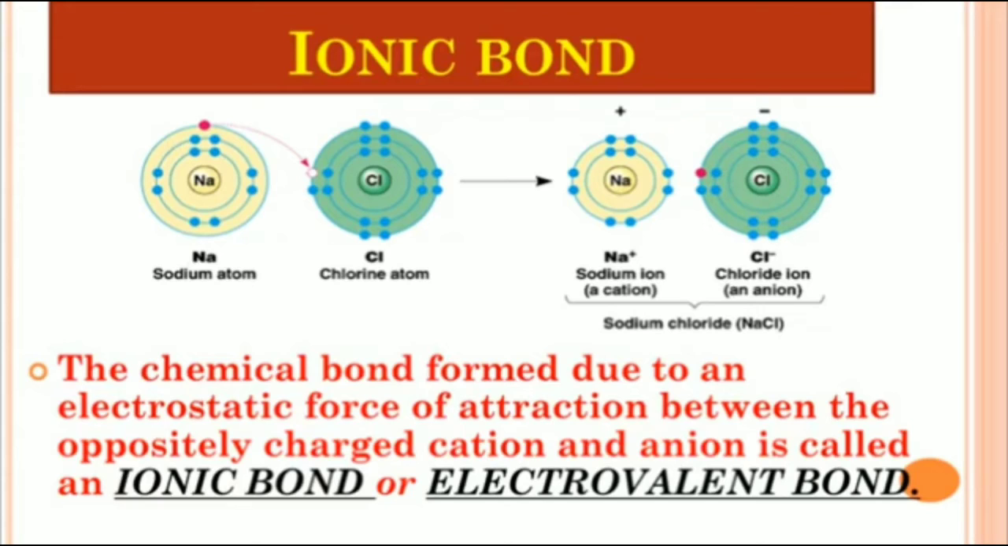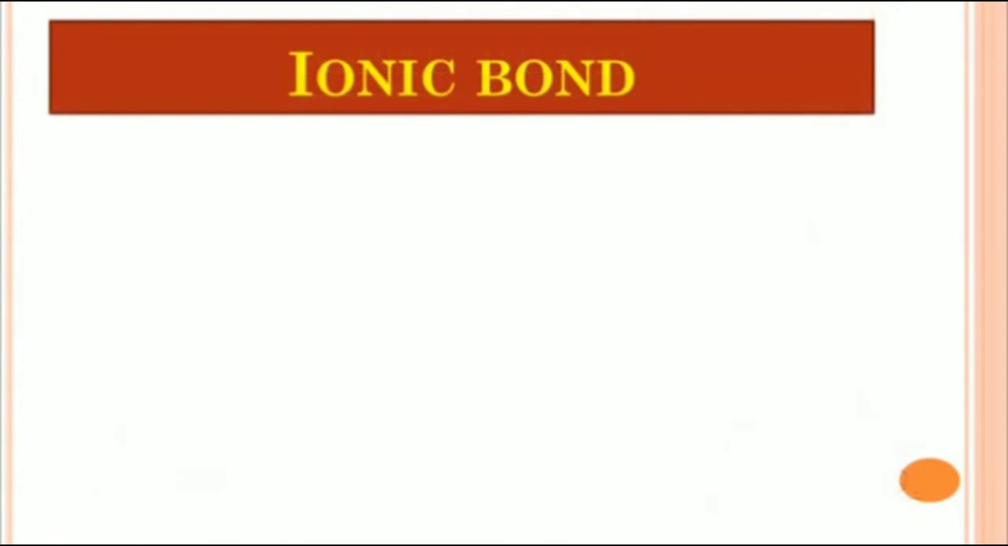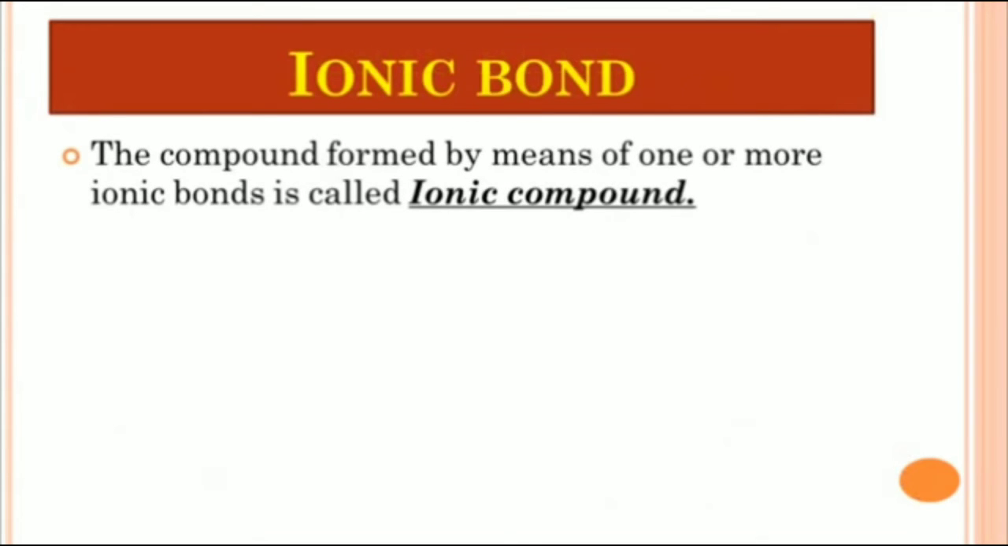So children, this is the definition of ionic bond or electrovalent bond. The bond formed due to the electrostatic force of attraction between whom? Between the oppositely charged cations and anions. The compound formed by means of one or more ionic bonds is called an ionic compound.